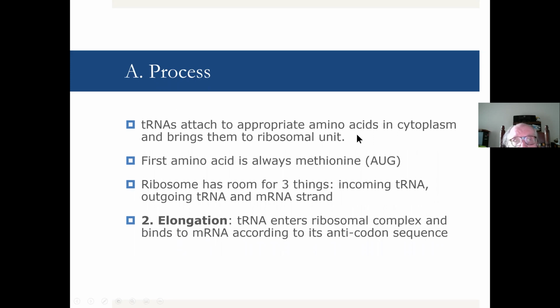tRNA attaches to the appropriate amino acid. The first amino acid is always methionine. The ribosome has room for three things: an incoming tRNA, an outgoing tRNA, and an mRNA strand. This elongates as you continue to add amino acids to it.